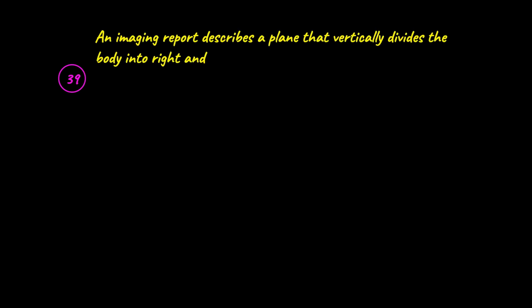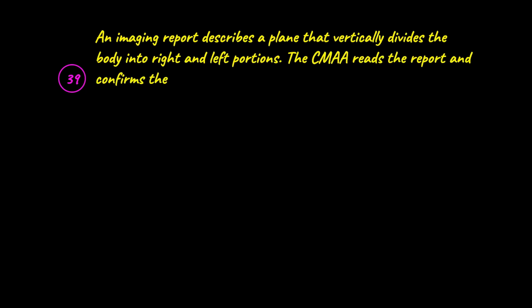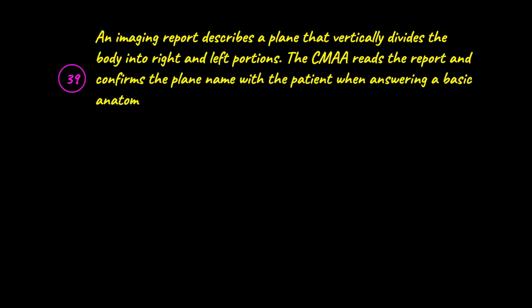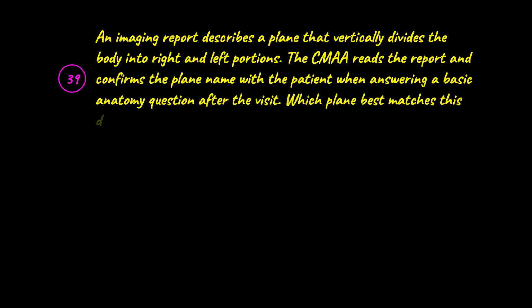Question 39. An imaging report describes a plane that vertically divides the body into right and left portions. The CMAA reads the report and confirms the plane name with the patient when answering a basic anatomy question after the visit. Which plane best matches this description in standard anatomical terminology?